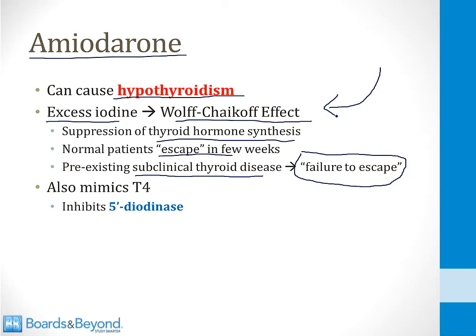A second mechanism by which amiodarone can affect thyroid hormone levels is because it can mimic T4. This means it will inhibit 5' deiodinase, which is found in peripheral tissues, and this will blunt the conversion of T4 into the more potent T3.